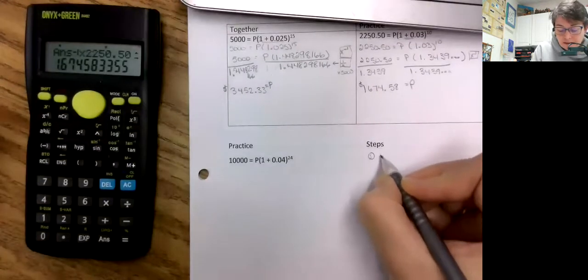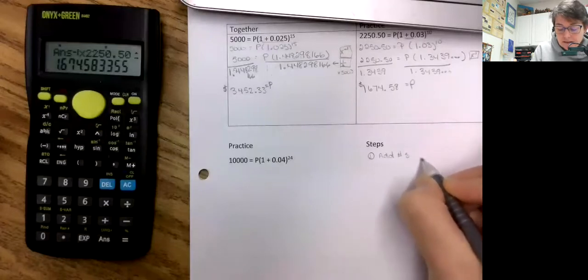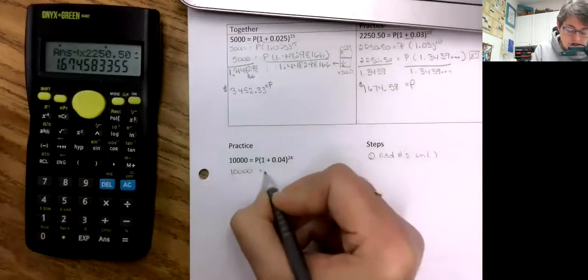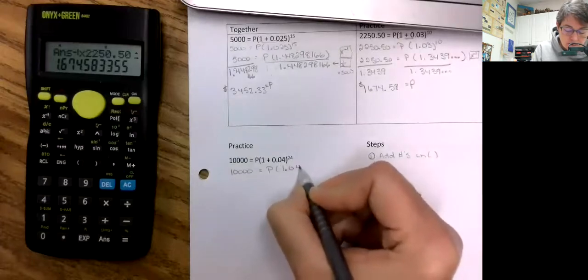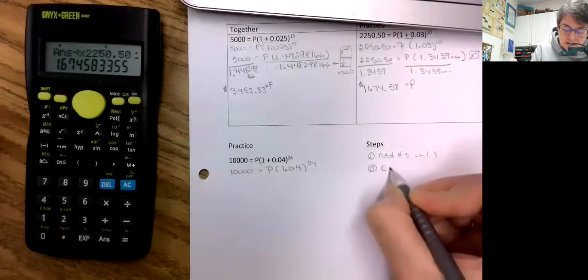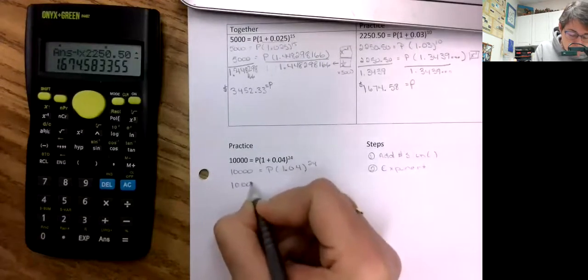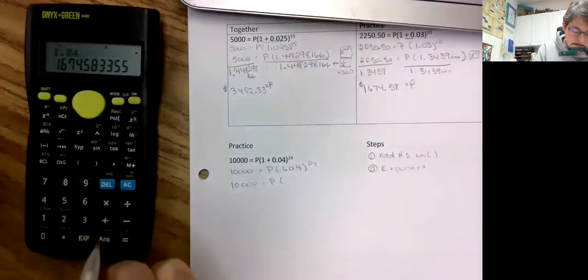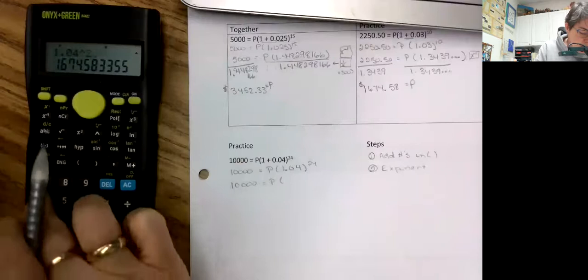So step 1 is add the numbers in brackets. So 10,000 is equal to P times 1.04 to the 24. Two exponents. So 10,000 is equal to P times 1.04, XY or caret 24.